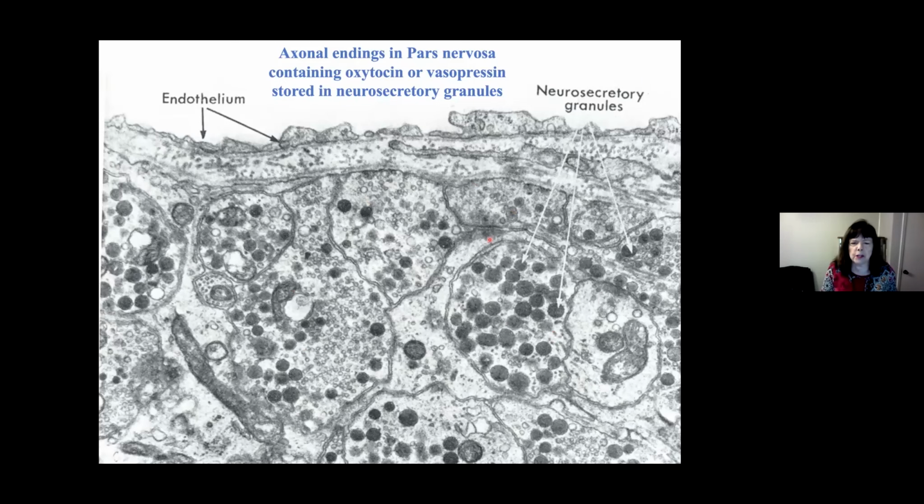And when you get to the posterior pituitary, you can see secretion granules, and they're sitting in nerve endings that are just sitting on a capillary. So here's a capillary. This is an endothelial cell. And so they will be released by exocytosis into the capillaries. And basically, that's what the posterior lobe looks like. It's just got a lot of nerve endings with these secretion granules in them.